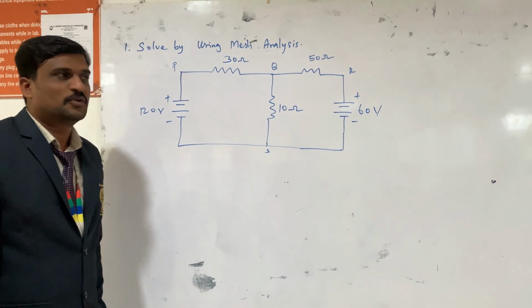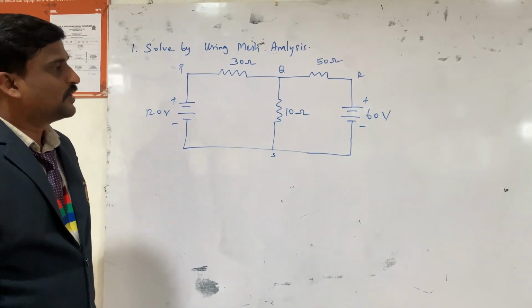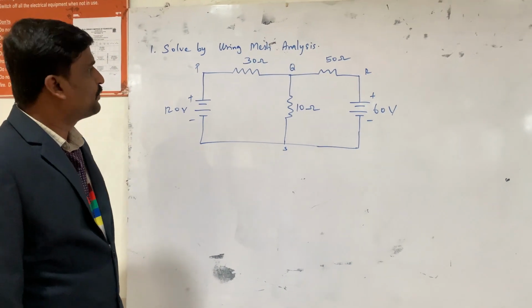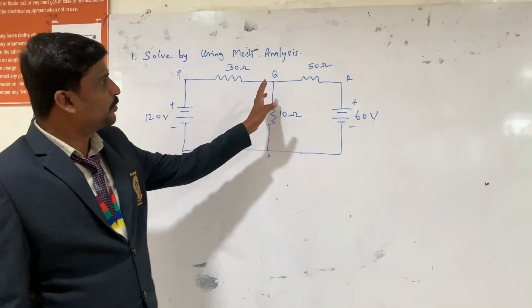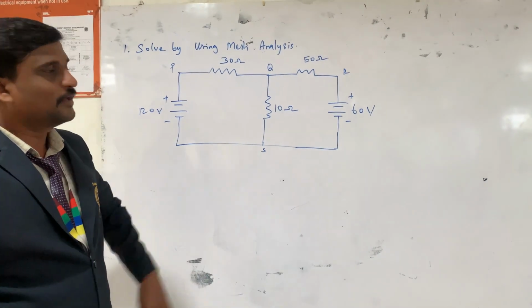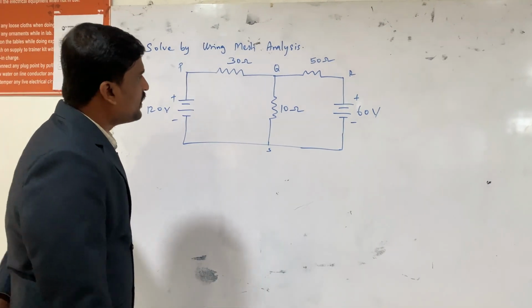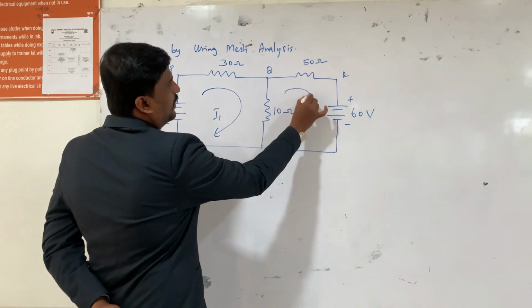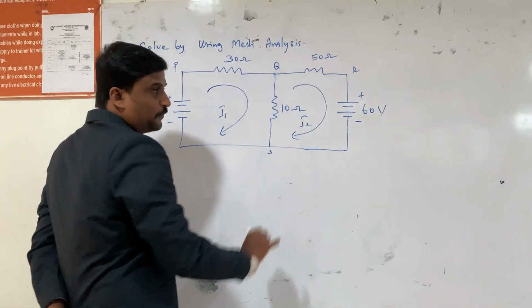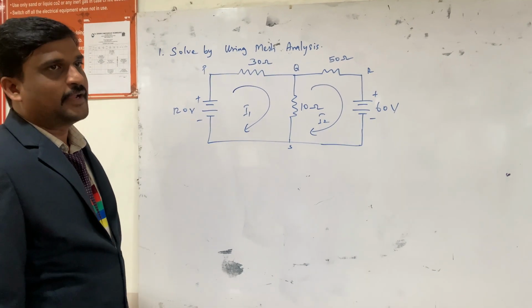Hi everyone. So today we will see a problem in mesh analysis. Here it is a two loop system. The first loop is P, Q, S and P, and the second loop is Q, R and S and Q. First we will take the direction of current. Let us take the direction of current as I1 and I2. Here we have to find the two currents I1 and I2.